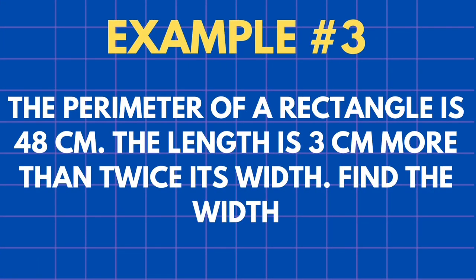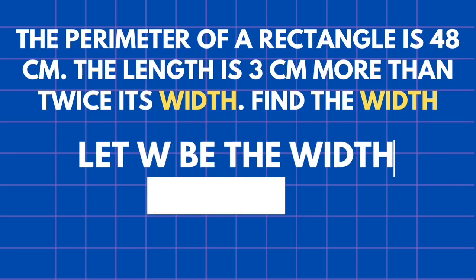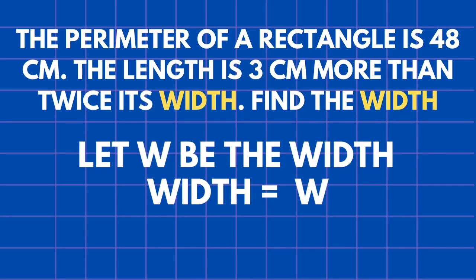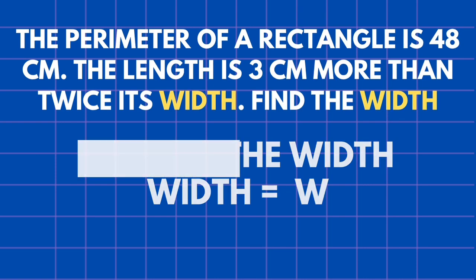Here's another example. The perimeter of a rectangle is 48 centimeters. The length is 3 centimeters more than twice its width. Find the width. Step 1. Define your variable. Since we're trying to find the width, we'll let w represent the width of the rectangle.